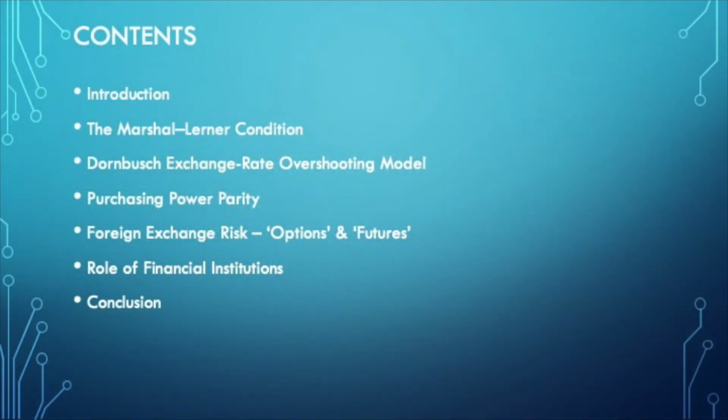They are the Marshall-Lerner condition, Dornbusch exchange rate overshooting model, purchasing power parity, foreign exchange risk option and futures, the role of financial institutions, and a small conclusion.